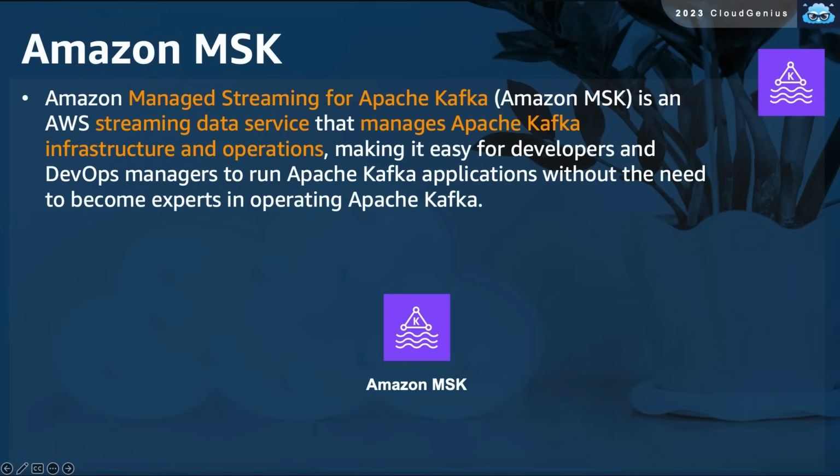Amazon MSK offers low-latency, real-time data streaming. For example, you can use it for real-time analytics to process and analyze data as it arrives, enabling immediate insights for your business. The service ensures high availability and durability by automatically replicating your data across multiple availability zones. This protects your data and prevents disruptions, even in the event of failures.